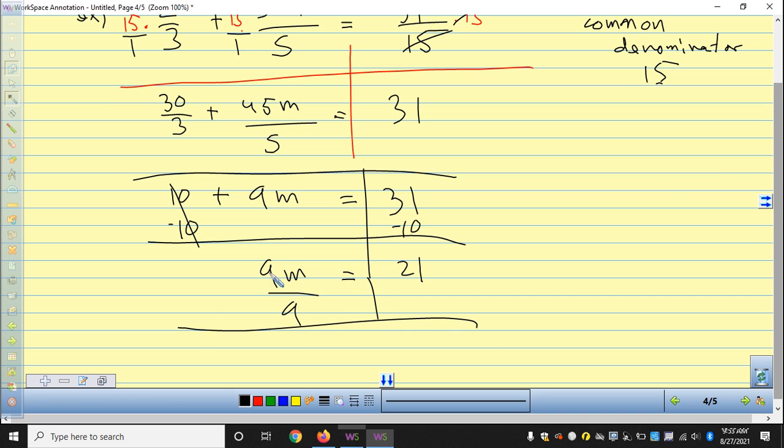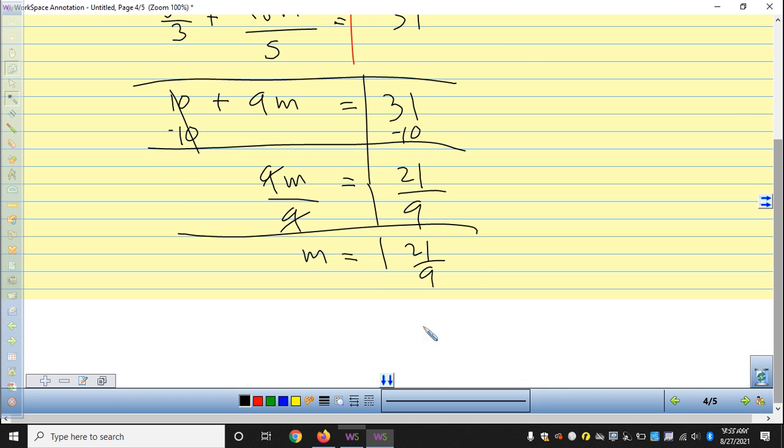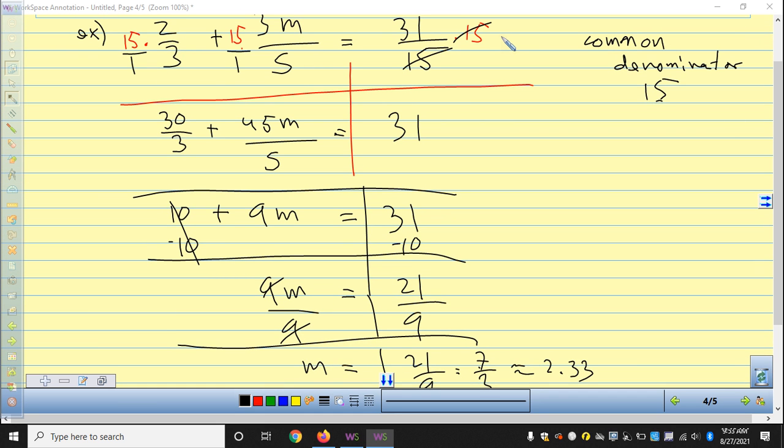Divide by 9. And m equals 21 ninths. I could reduce this fraction, divide everything by 3. So that's 7 thirds. Or we could plug this into our calculator and say it's about 2.33. So to clear the fractions, we're going to multiply everything by a common denominator. That's our step to clear fractions.